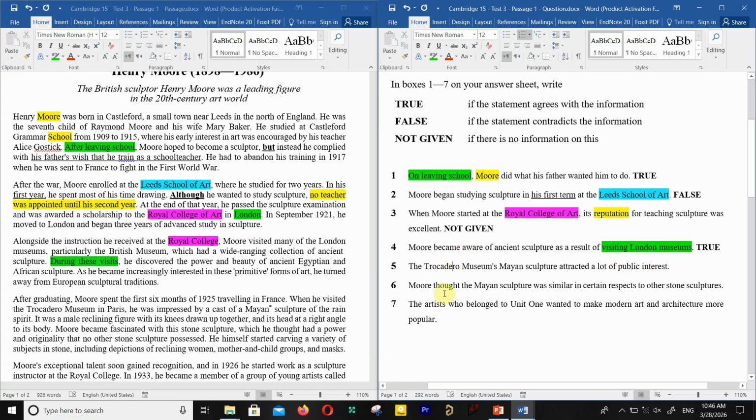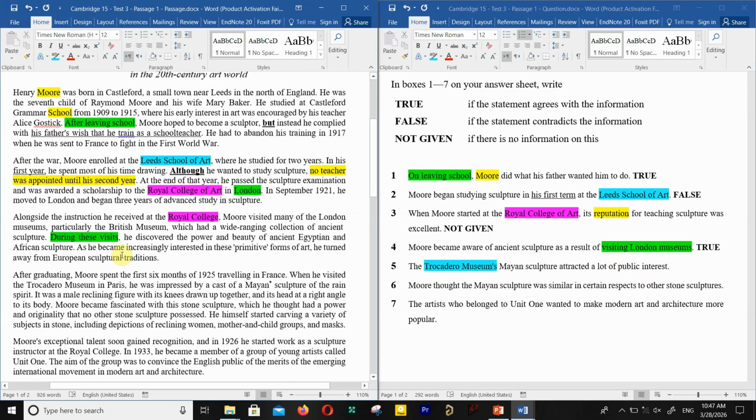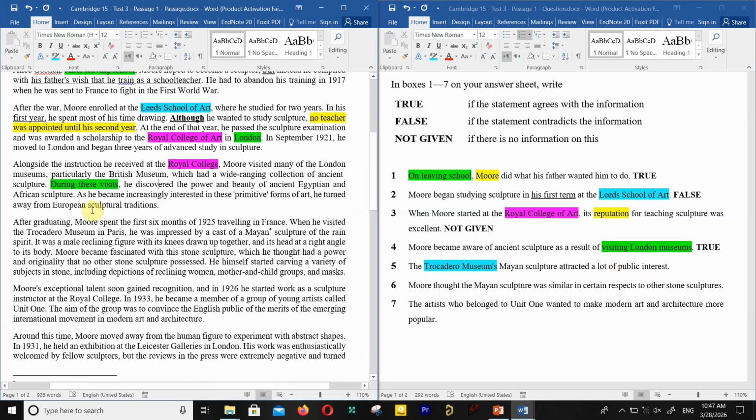Now question number 5. The Trocadero Museum's Mayan sculpture attracted a lot of public interest. Trocadero Museum, this is the keyword, and where it is, first find this one. Here, this is it. As you can see, the questions and answers are in the same order. We're just moving on in the passage. So this museum attracted a lot of public interest or not, no mentioning.